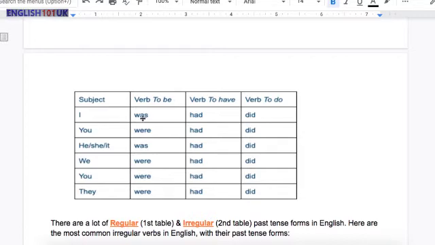The verb have becomes had. I have a pen. In the past we say I had a pen. So I do my homework in the present. In the past I did my homework. And this applies to the other pronouns. You are, you were. He, she, it is becomes he, she, or it was. And we were, you were, they were. Have becomes had, and do becomes did. Okay.